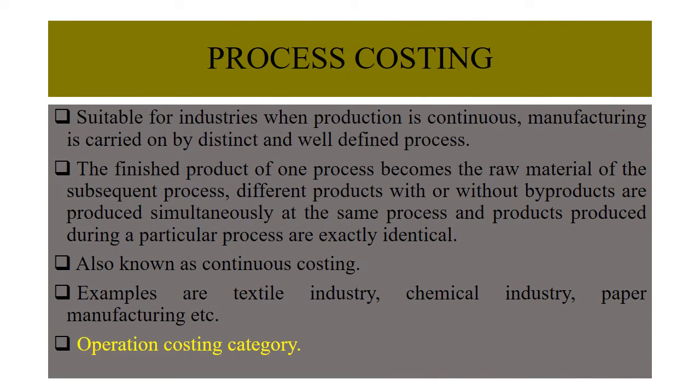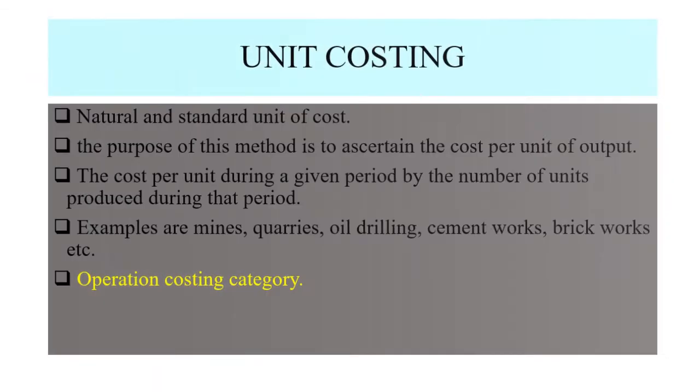Under this method, all costs are accumulated for each stage of production, and cost per unit is ascertained at each stage of production by dividing the total cost of each process. This method is applicable in those industries where manufacturing activity is carried on continuously by means of two or more processes. The output of one process becomes the input of the following process. For example, paper industry, chemical industry, textile industry, and sugar industry.